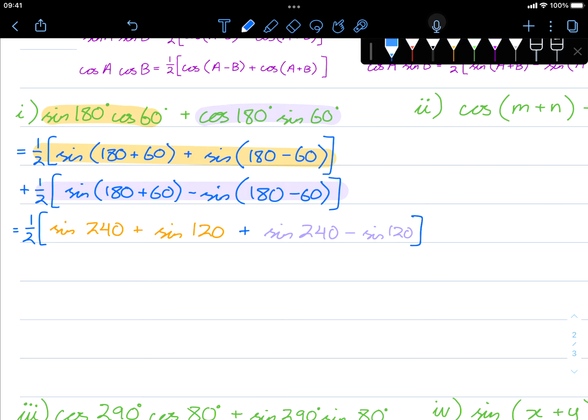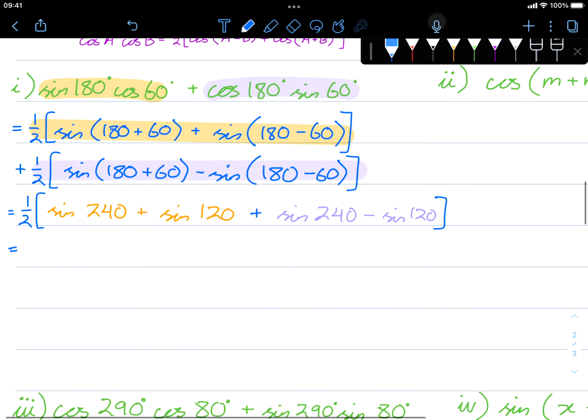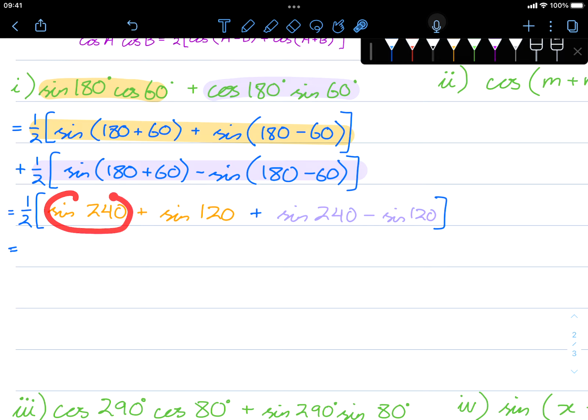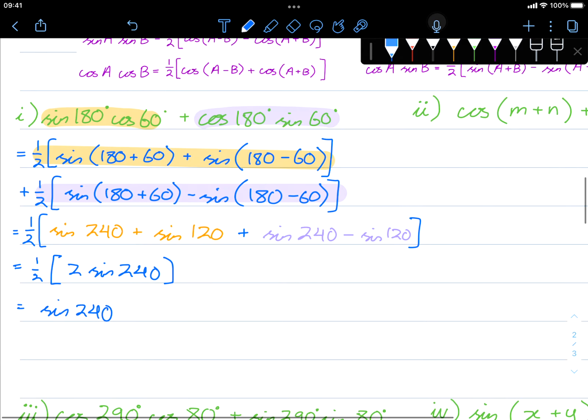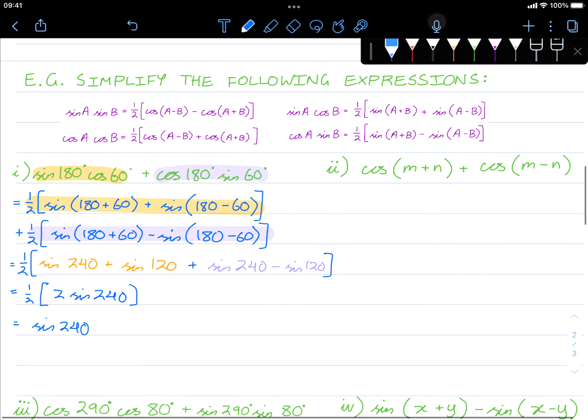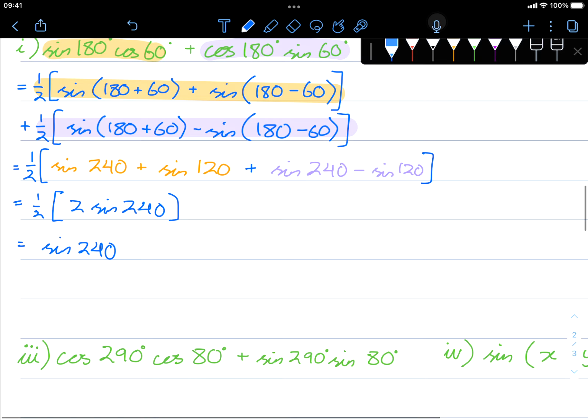All right. So from here, I hope you can see that this sine subtracts with this sine, so they cancel. And we get two lots of sine 240. So it's going to be half times two lots of sine 240, half times 2, and we're left with just sine 240.